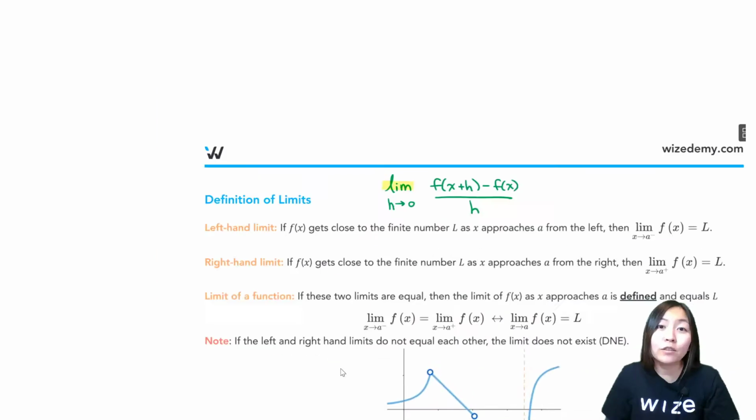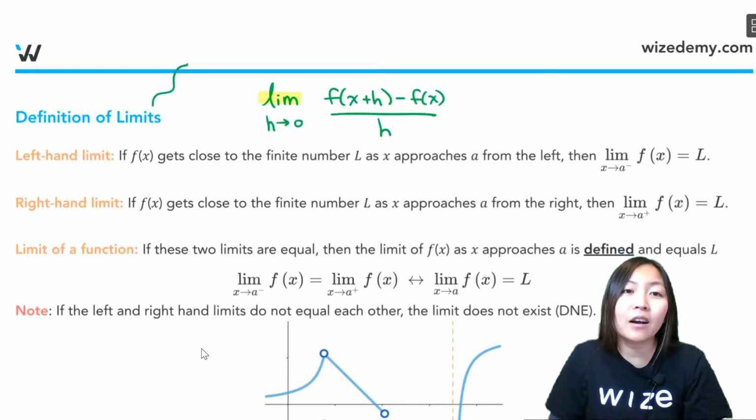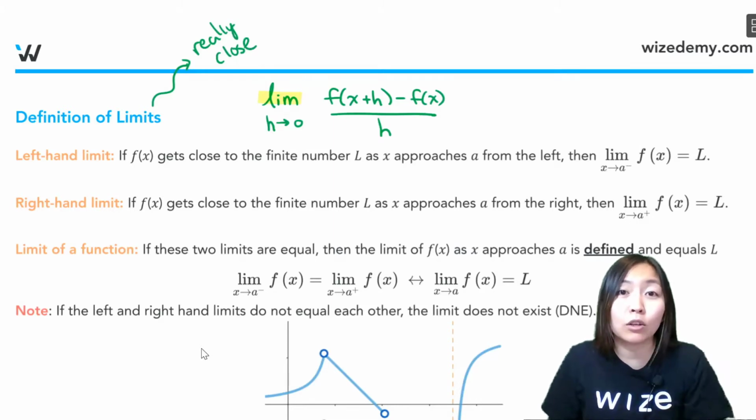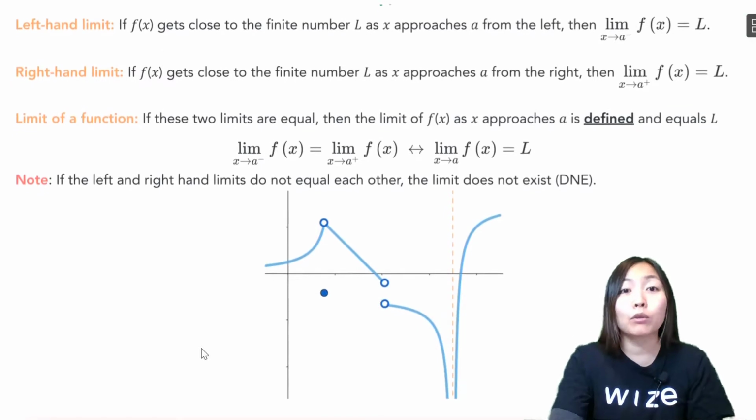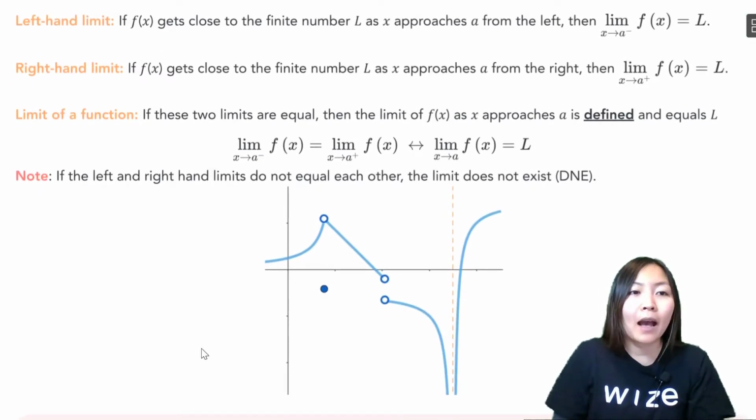It turns out that a limit is this idea of getting really close to some value and figuring out what the value is at that really close range, okay? So we have to define three types of limits, or three formal definitions of limits. We have the left-hand and right-hand limits.